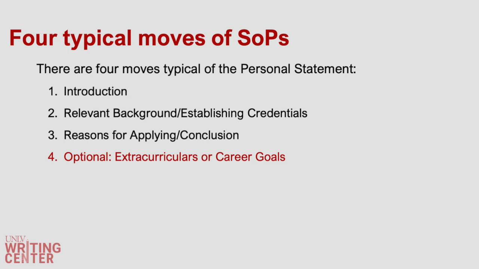The second typical move found in statement of purpose writing is discussing any relevant background and establishing credentials that you have. This can include any skills and experiences that promote your character. The third typical move for a good personal statement is to include reasons for applying, which is often placed in the conclusion. The conclusion can also be a time to return to the theme you've produced in the rest of your document. It is the last time that you can advocate for yourself.